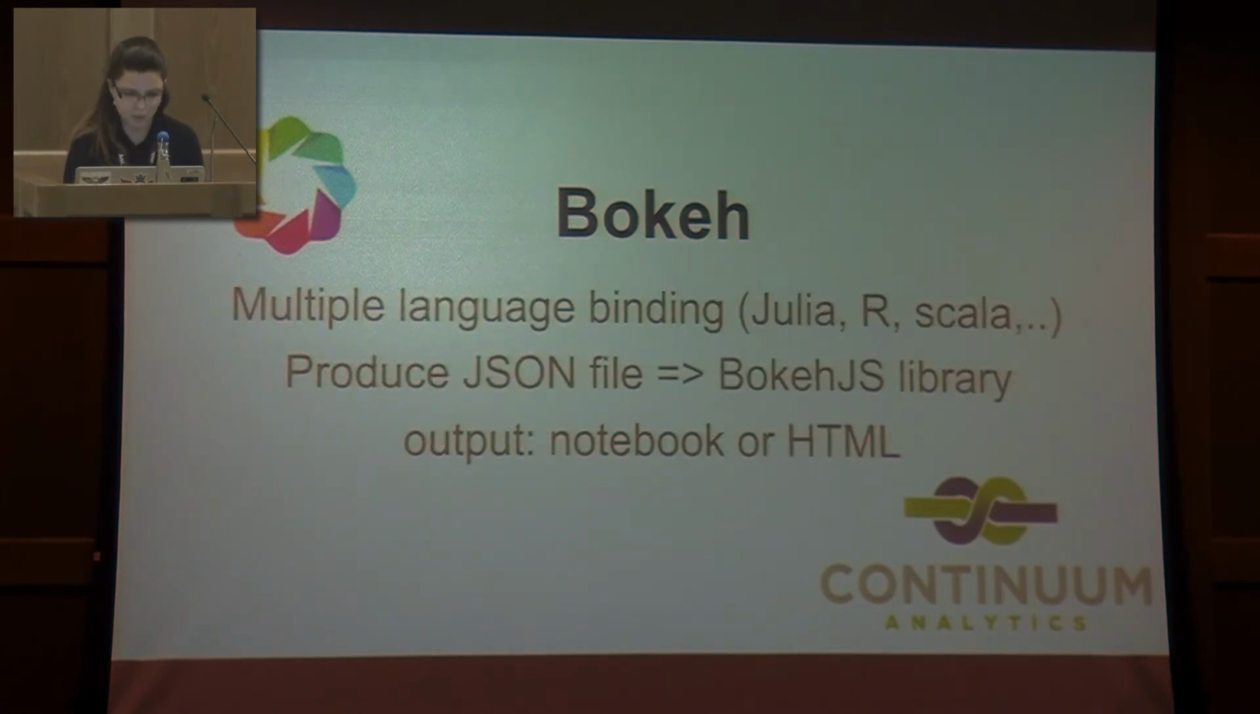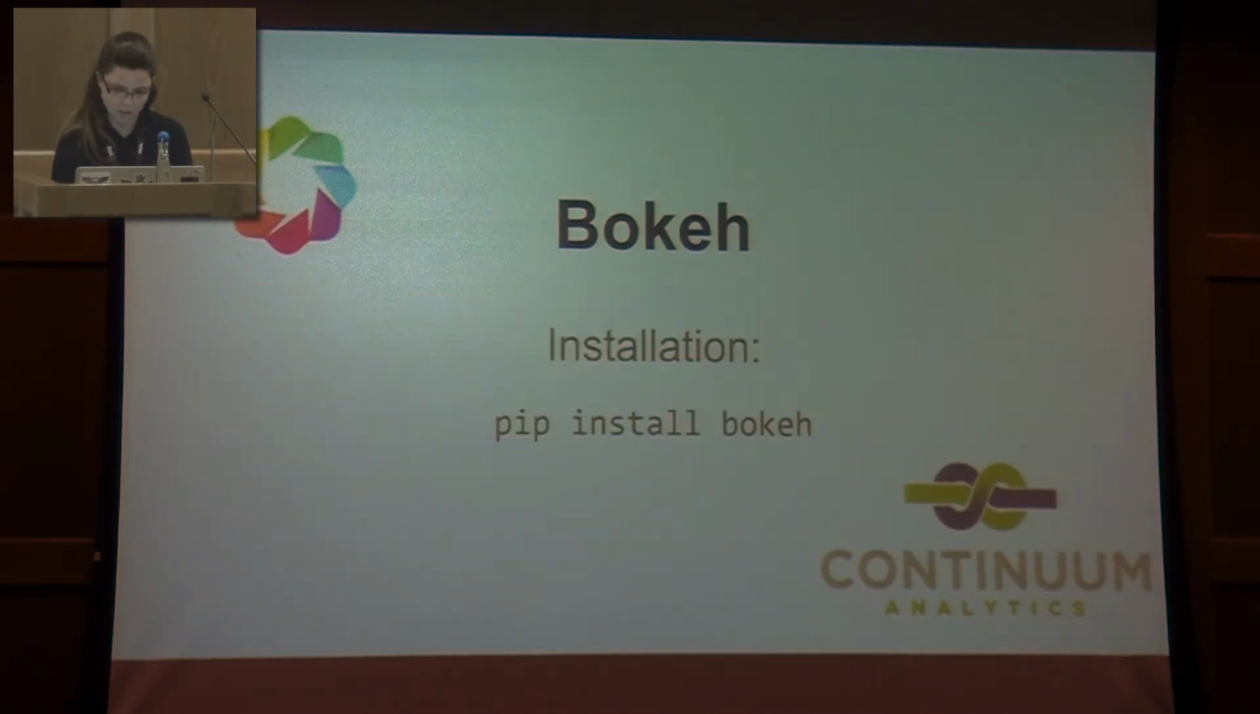Yeah, so bokeh also uses multiple language bindings. Python is the primary one, but it also has bindings for Julia, R, and Scala. The way it works, it produces a JSON file, which is then read by the bokeh.js library. But the cool thing is that you can very transparently use it in your IPython or Jupyter notebook, or you can export to HTML very easily. To install, it's just pip install bokeh, or you can also use Anaconda.